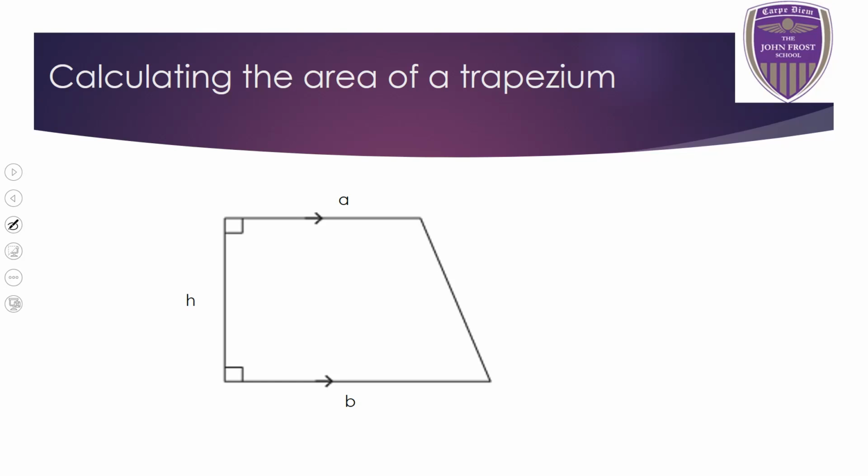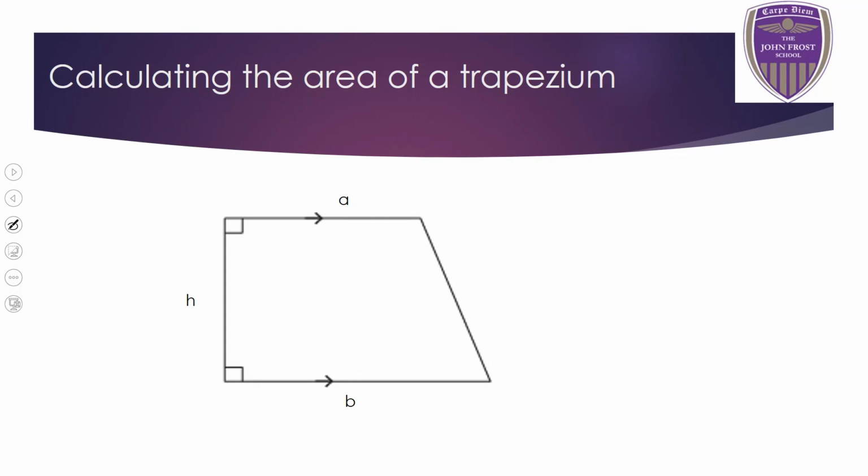Now, to calculate the area of a trapezium, I've shown you the trapezium there. I'm labeling the top side as A and the bottom side as B. And then I'm labeling this side here as H. So that's just a normal trapezium. There's a formula that we use for the area of a trapezium, but I want to show you why that formula works before I give it to you, because hopefully it'll help you understand why we use it.